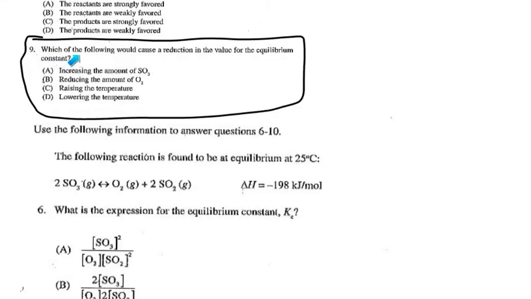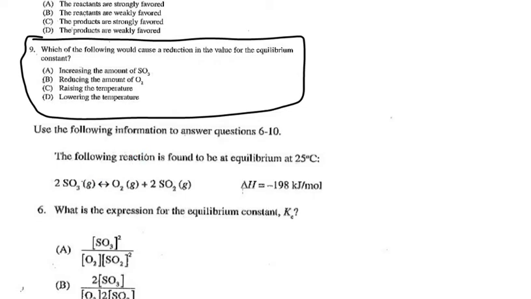Okay, number 9. Which of the following would cause a reduction in the value of the equilibrium constant? So which way are we shifting? One thing we have to remember is that if we change chemical quantities, that is going to shift the reaction left or right, but it's not going to change the value of the equilibrium constant. For instance, in A, if we increase the amount of SO3, yes, it will shift to the right, but it's not going to change the equilibrium constant. So the only thing that would affect it is temperature.